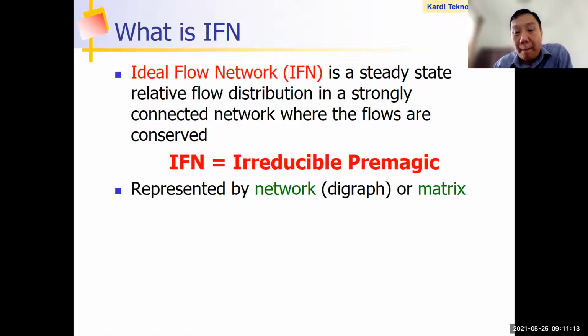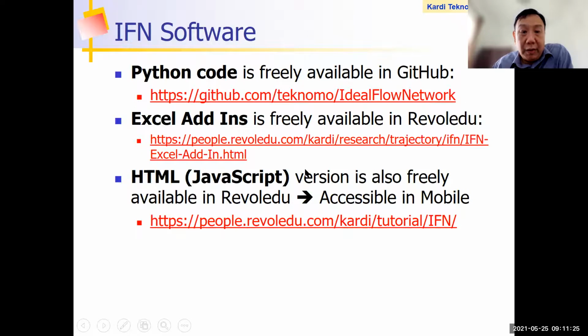Of course, the network is either a directed graph with arrows or a matrix. There are many software tools available. You can download Python. You can also download the Excel add-ins. Also, there is a JavaScript version. These are the links that you can use. The JavaScript version is accessible on a mobile phone.